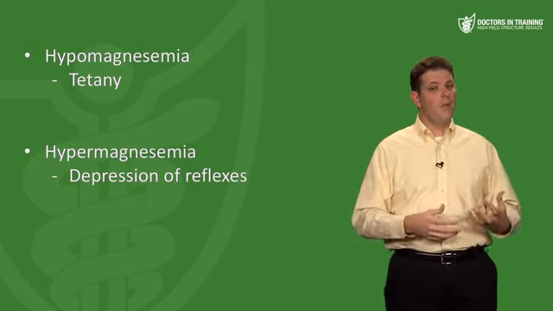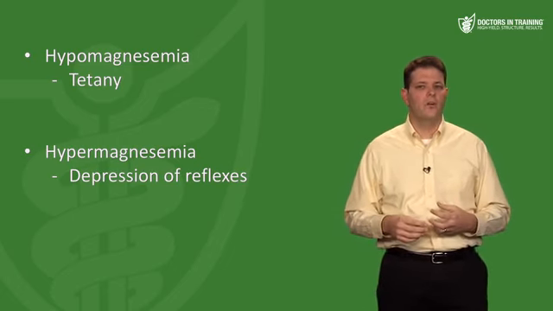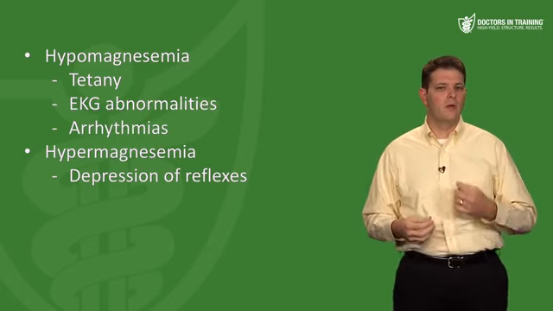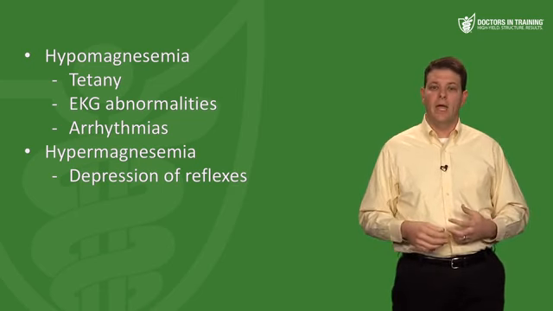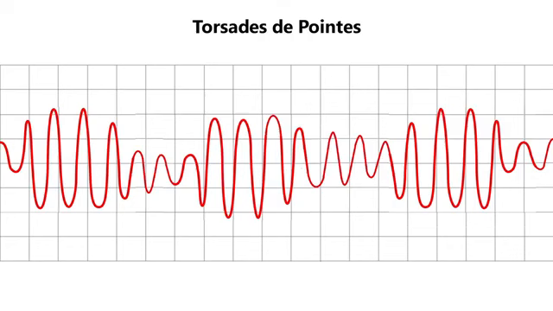Then going back to hypomagnesemia or low magnesium, that can also cause EKG abnormalities and arrhythmias. So low magnesium causes a wide QRS complex and could cause torsade de pointes, which is a form of V-tach, where the V-tach has variable amplitude. So it gets bigger and then it gets smaller, bigger and smaller. It's pretty easy to recognize.